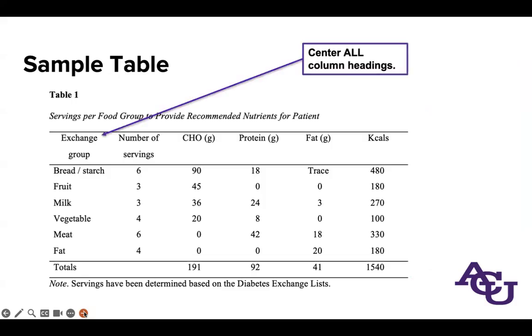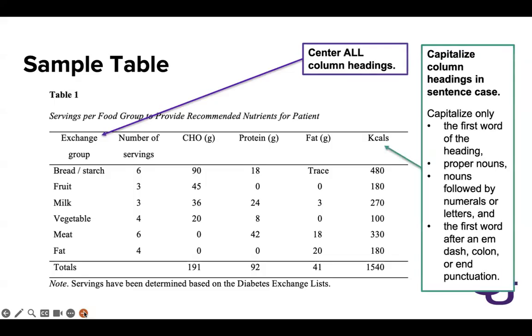Next, in a table, you want to make sure you center all the column headings. So every heading, including the one in the leftmost column, should be centered. The column headings are capitalized in what we call sentence case. So in a table, that means that you capitalize the first word of the heading, any proper nouns, any nouns followed by numerals or letters, and the first word after an em dash, colon, or end punctuation. So here we've got exchange group. Only exchange is capitalized because group is not a proper noun.